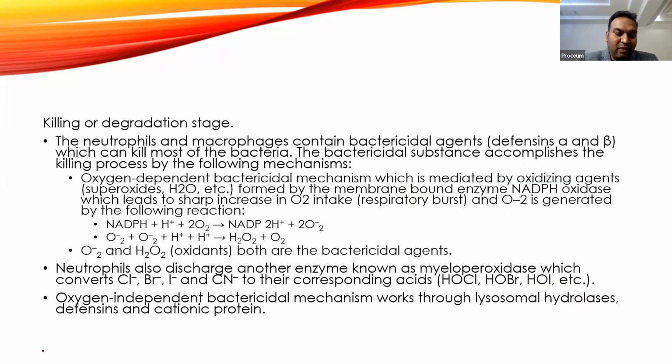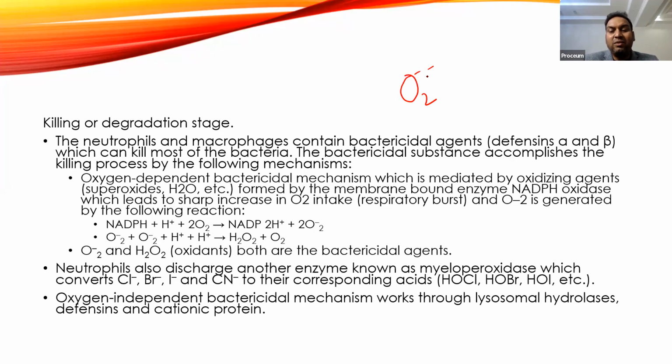How does it kill? It kills by two mechanisms. One is the oxygen dependent mechanism, and the second is the oxygen independent mechanism. In the oxygen dependent mechanism, various chemicals combine with oxygen and convert that oxygen into superoxides, also called nascent oxygen. Superoxide is like O2 with a negative charge. Normal oxygen is O2, but this has a negative charge, so it is called O2 negative or nascent oxygen.